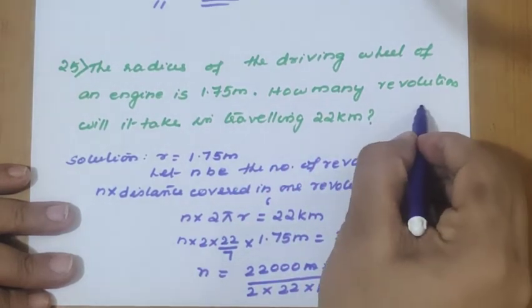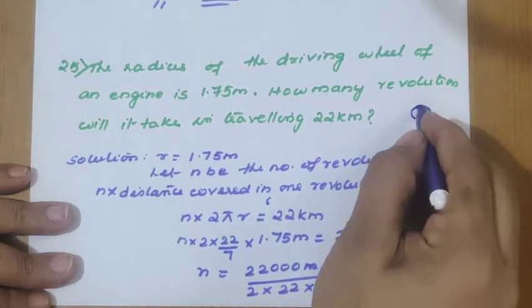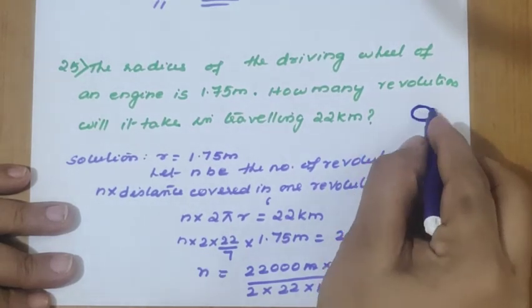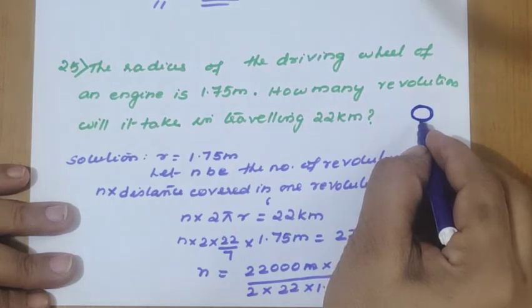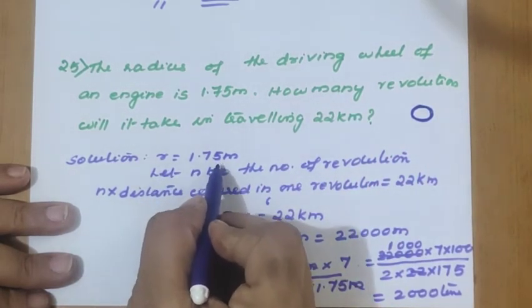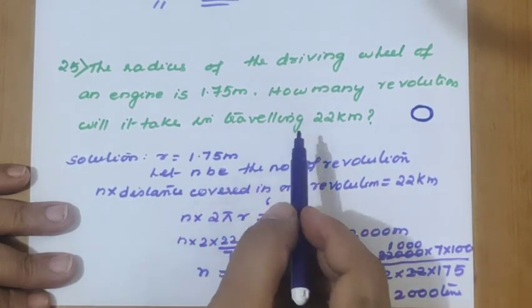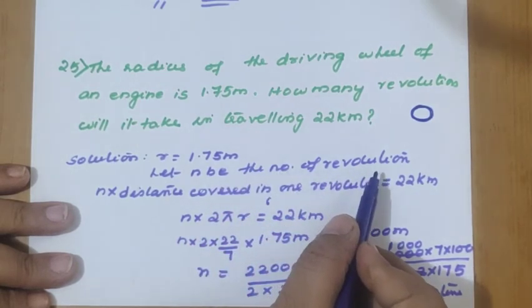So each time if we take a wheel, it is similar to a circle only. So when we are rotating the wheel, one revolution means it is the circumference of the wheel only, right? Circumference of the wheel means circumference of the circle, and circumference of the circle is 2 pi r. So r equal to 1.75 meter is given. We don't know how many revolutions it has taken for covering 22 kilometers, so we'll take n to be the number of revolutions for covering 22 kilometer.